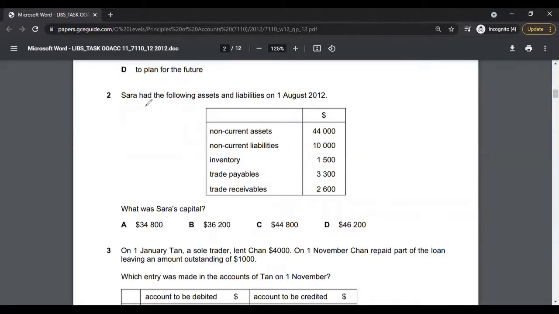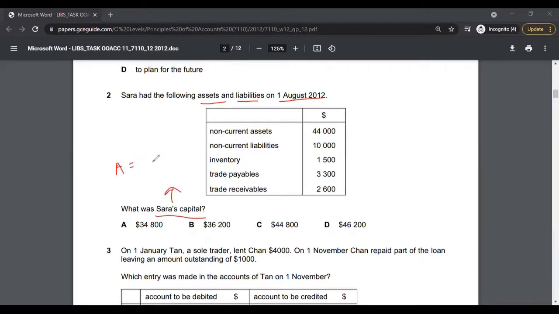Multiple choice 2. Sarah had the following assets and liabilities on 1st August 2012. What was Sarah's capital? So basically, this is a question where you will be using the classic equation, that is assets equal liabilities plus equity. You will identify the assets and the liabilities, and then you will calculate the equity or the capital. So non-current assets is an asset, non-current liabilities is a liability, inventory is an asset, trade payables is a liability, trade receivables is an asset. So 3 assets, 2 liabilities.